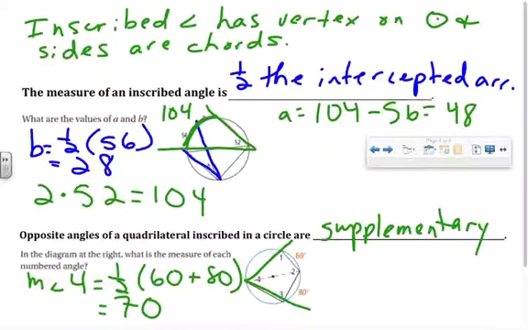So based on angle 4 being 70, and the property that I just gave you above that diagram, what's the measure of angle 2? 110. Some of you might be looking at angle 1 and angle 3 and thinking, I don't know the measure of the arc that it's eating.